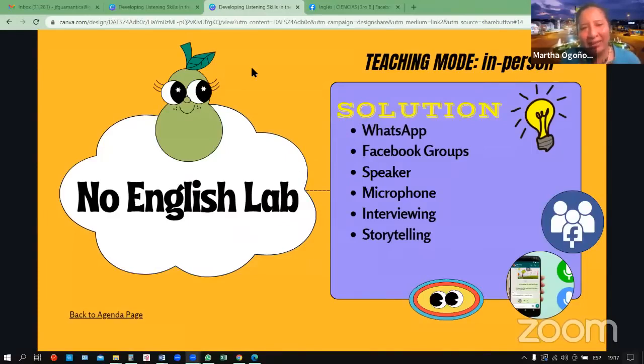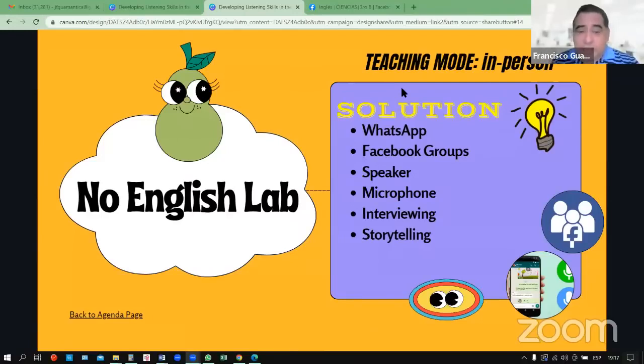Please go ahead. Okay. The microphone, Francisco. Okay, guys, you have no lab, I understand. We understand, but that's no reason. You have WhatsApp, Facebook, you can buy a speaker. Please, it's not very expensive. Okay, you don't have internet, but you could have a speaker and use Bluetooth with your cell phone.